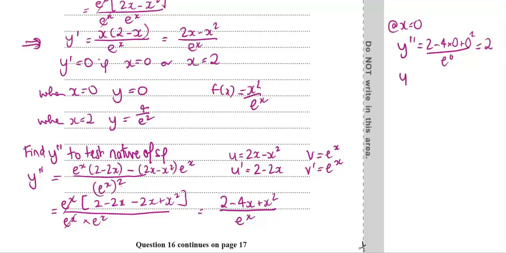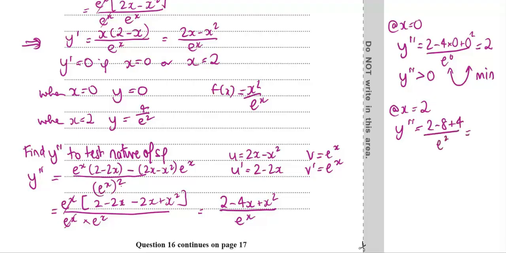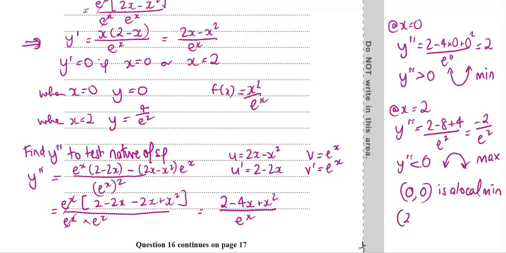This is positive, therefore we know that that is concave up. We have ourselves a minimum. At x equals the other stationary point, which is 2, y double dash equals 2 minus 8 plus 4 all over e squared, and that is minus 2 on e squared, and that is negative. So that's how we know we're concave down and we have a local maximum. Therefore, (0, 0) is a local min, and (2, 4 on e squared) is a local max.